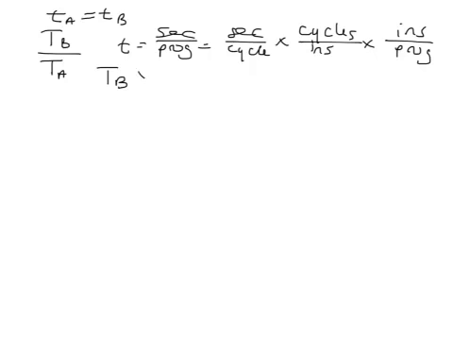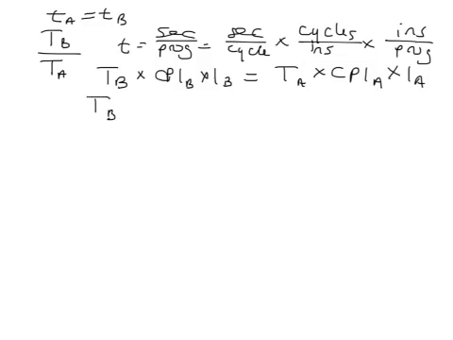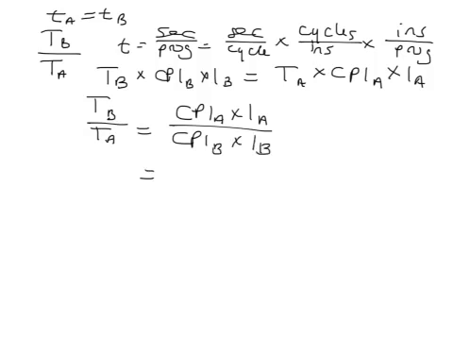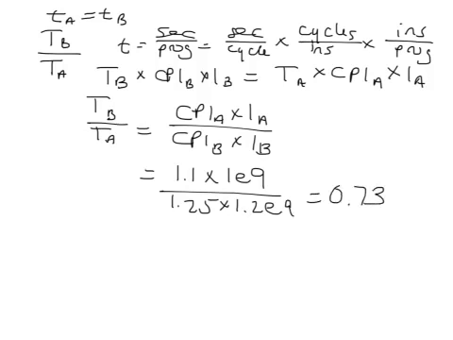So we have TB times CPI of B times instruction count of B equals cycle time of A times the CPI of A times the instruction count of A. So TB over TA equals CPI of A times instruction count of A, over CPI of B times instruction count of B, and that is 1.1 times 1 times 10 to the 9th divided by 1.25 times 1.2 times 10 to the 9th. That's 0.73. So B is actually faster than A.